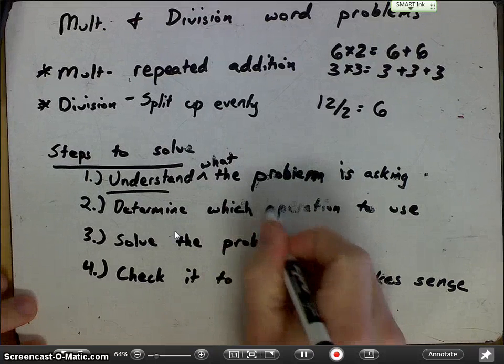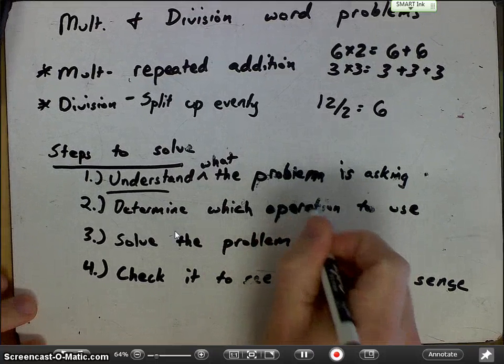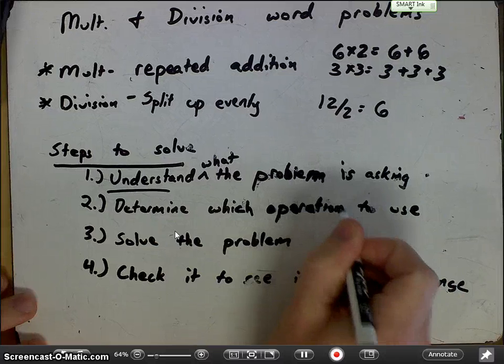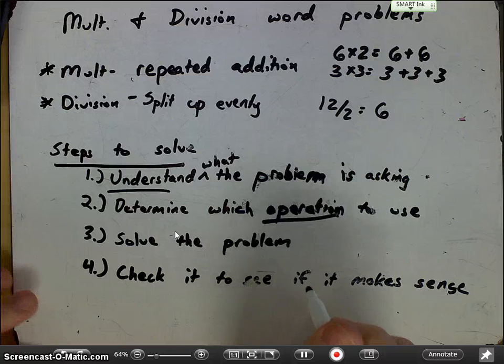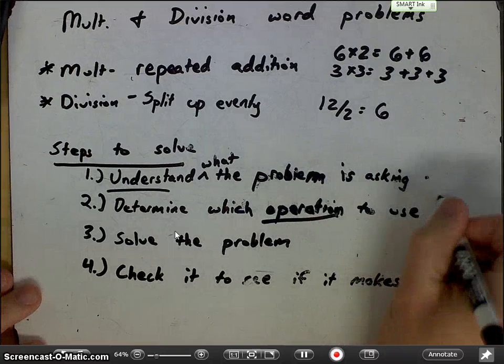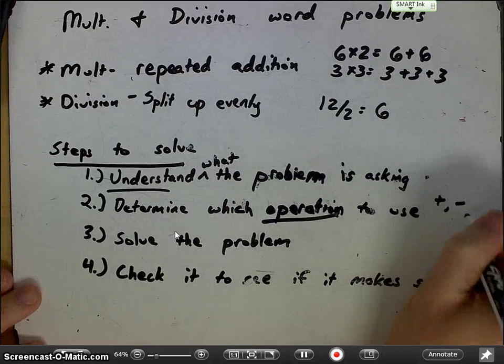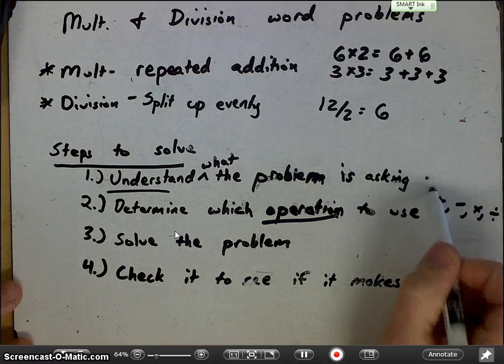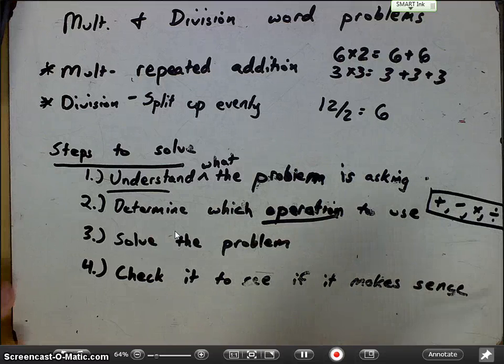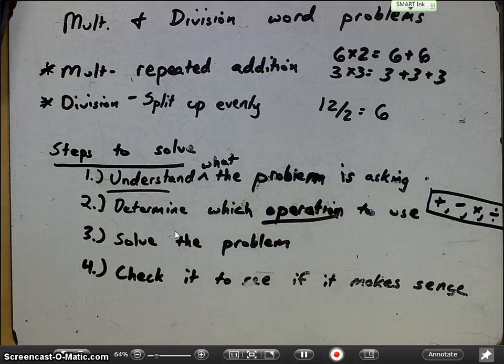Step 2: determine which operation to use. Operation is a fancy word, and it should be one that you have on the right side there. Operation means, are you going to add, subtract, multiply, or divide? Which one of these operations are you going to use to solve your problem? Which brings me to number 3.